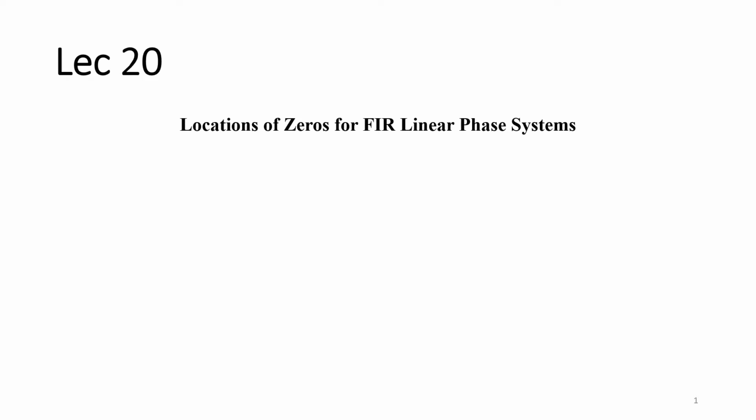In this lecture we are going to discuss the locations of the zeros for FIR linear phase systems. This is the last topic of this chapter. We are following the book Discrete Time Signal Processing by Alan V. Oppenheim, and most of the figures and numerical problems are taken from this book. So this will be the last topic.